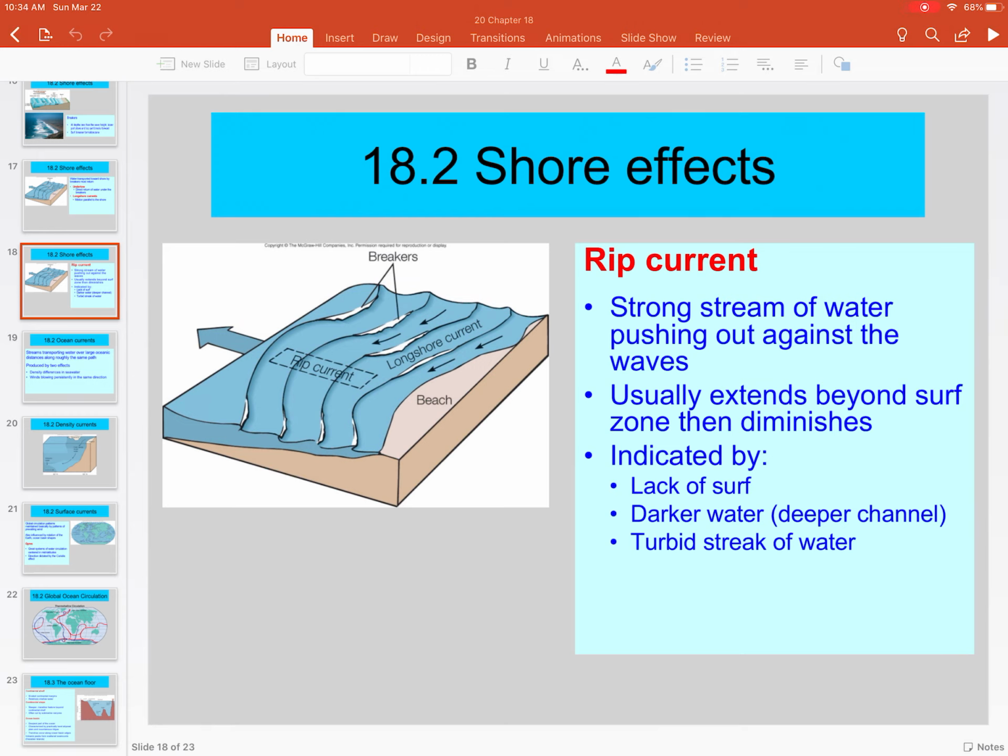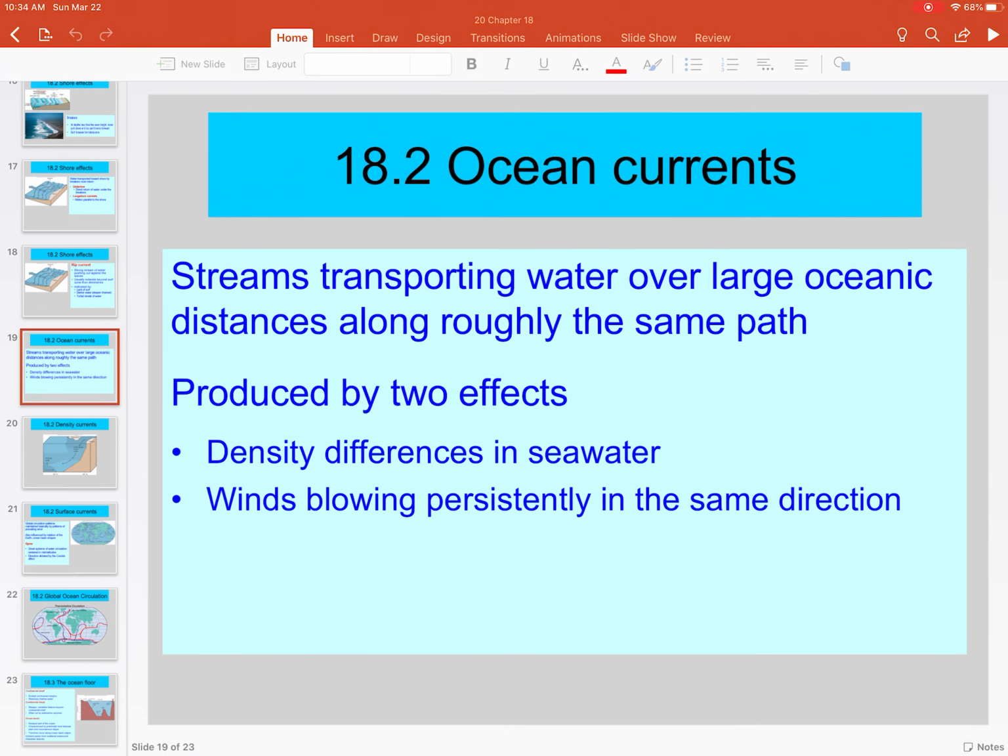But if instead you try to turn around and swim back to shore, you wouldn't be able to overcome the rip current. All right, so ocean currents.